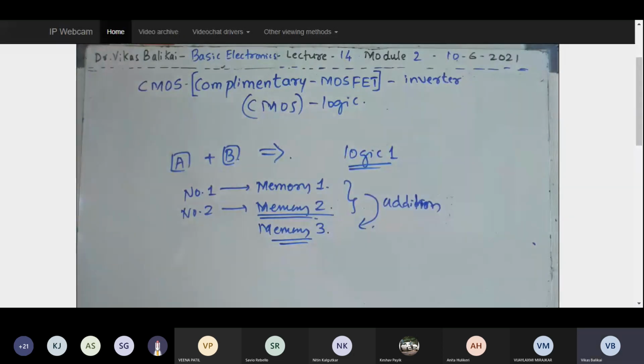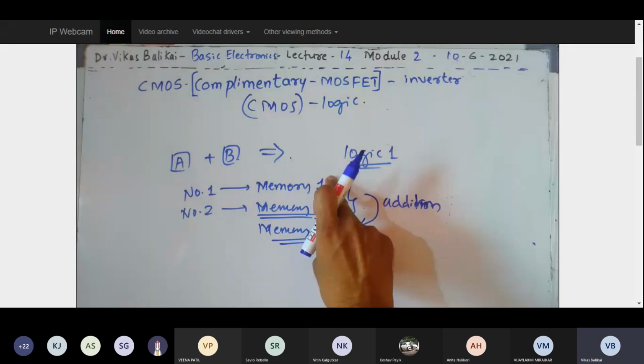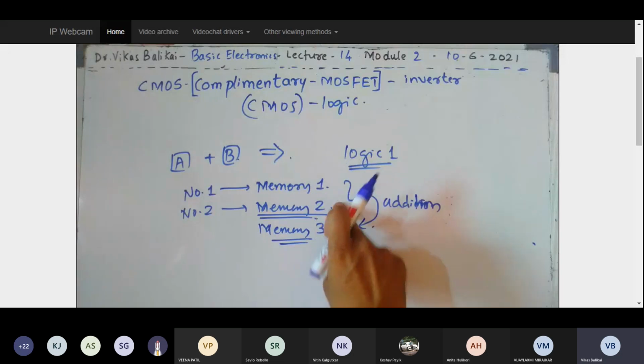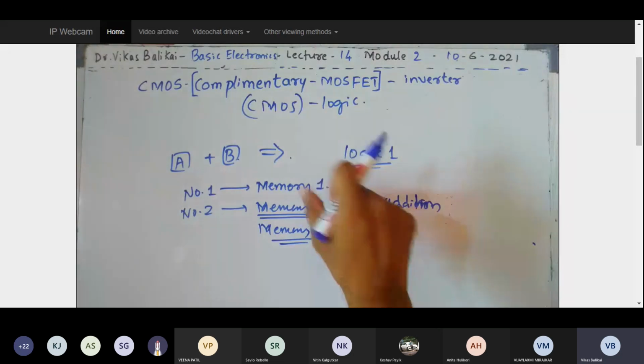Someone will say, no sir, let us not waste one more additional memory. So what I'll do, I'll take memory number 1 and memory number 2, add both of them, and store the result in memory number 2 only.